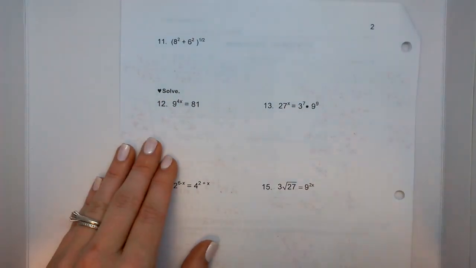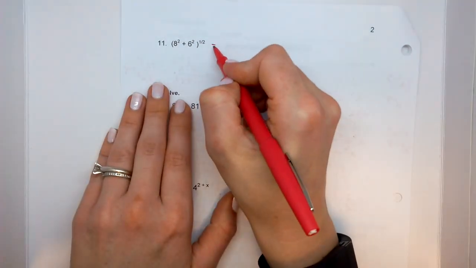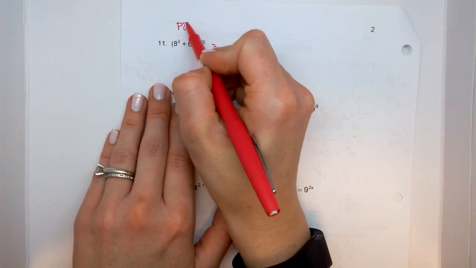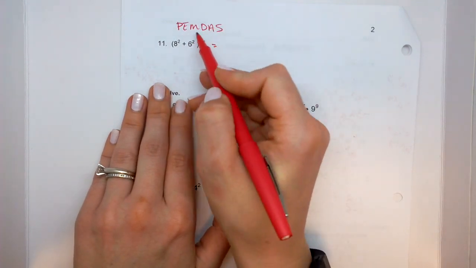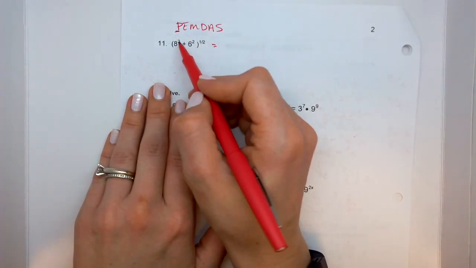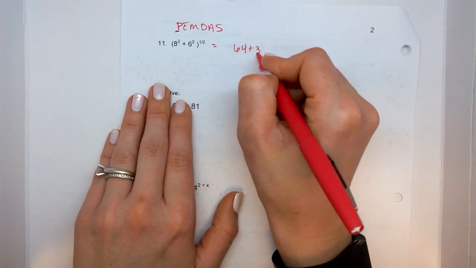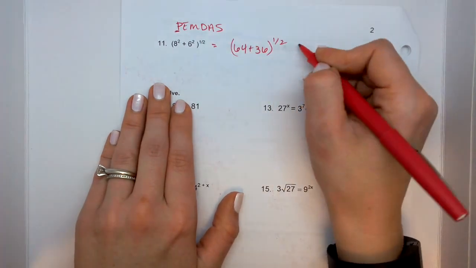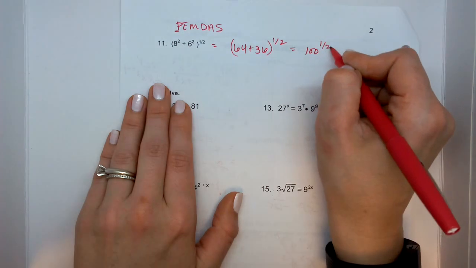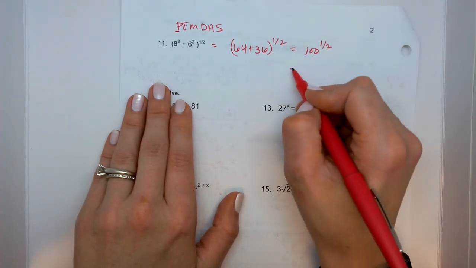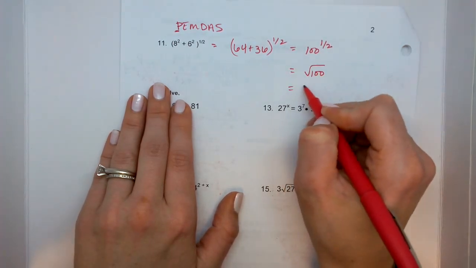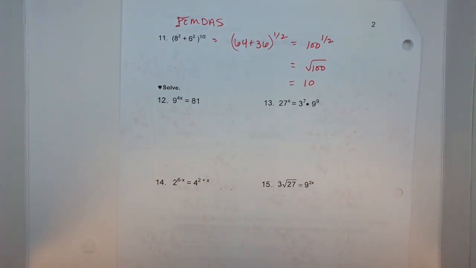All right, one last problem for simplifying. Remember order of operations. You want to do what's in the parentheses first. So here I'd have 64 plus 36 raised to the 1/2. That's 100 raised to the 1/2. An exponent of 1/2 means to take the square root. So our answer is 10.